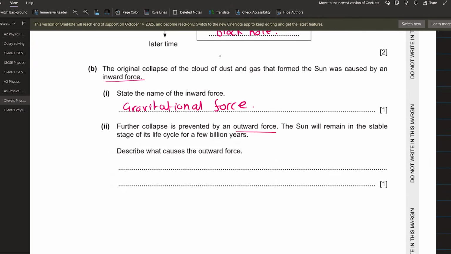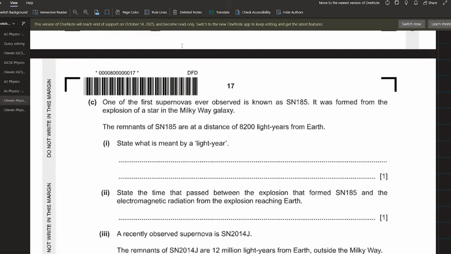Further collapse is prevented by an outward force. The sun will remain in the stable stage of this life cycle for a few billion years. State what causes the outward force. Outward force किस वजह से आती है? Outward force is there due to high temperature and pressure. Outward force बच्चे किस वजह से आती है? Due to high temperature and pressure. Simple. Let's further move ahead.